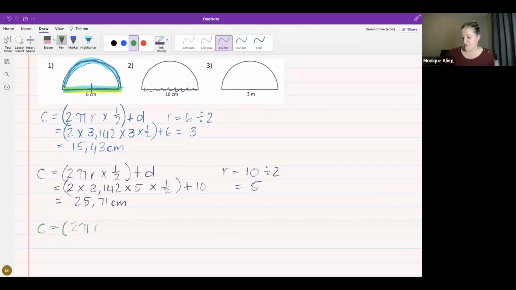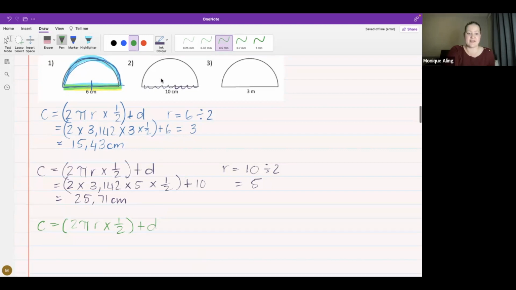Hey, if you have any answers, let's see them. Nice. Just check your units. It's 3 meters, so our answer needs to be in meters. Nice. Looks like we're all getting the hang of this.